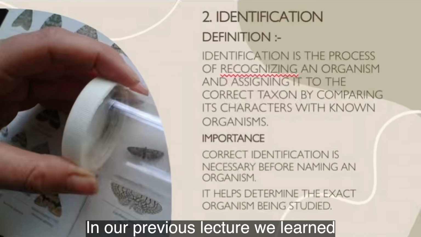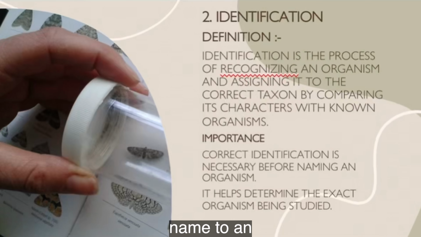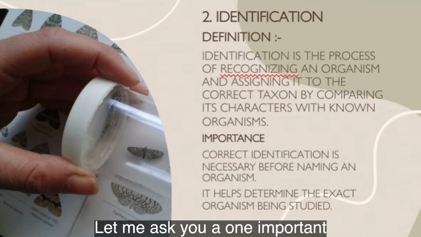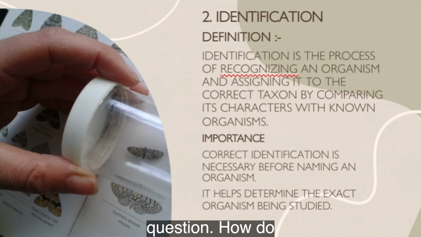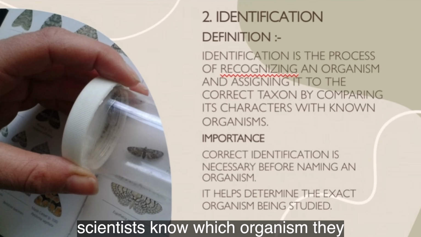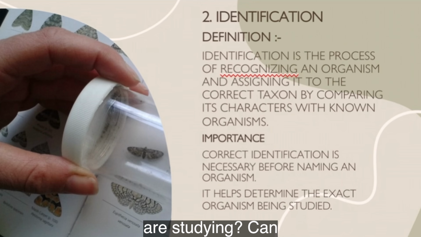In our previous lecture, we learned about nomenclature, which is the process of assigning a scientific name to an organism. But before giving a scientific name, let me ask you one important question. How do scientists know which organism they are studying? Can they assign a scientific name just by looking at it once? No. First, they must identify the organism correctly. This process is called identification. Today, we will understand what identification is and why it is an essential step in taxonomy.